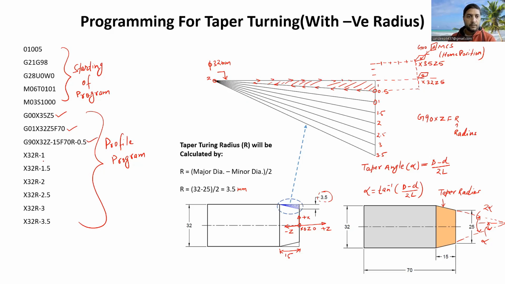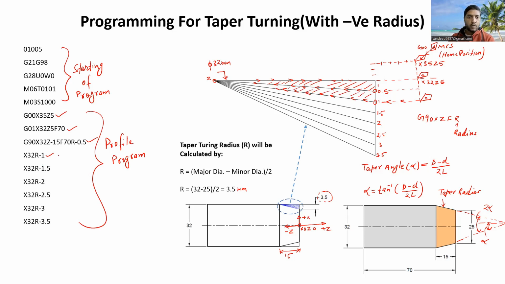Then we will take the second depth of cut, or we are now reducing the radius by 0.5 more. So it will be -1. The cutting tool now will move from this location to this location, and it will come again to this location 1 and move from here in this taper direction. And it will remove this much material further.